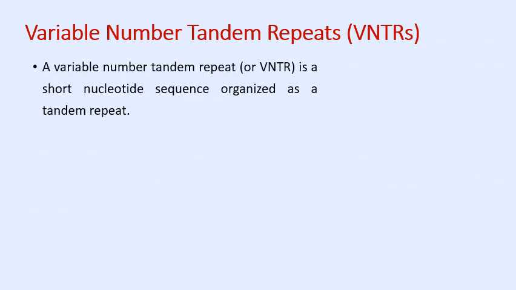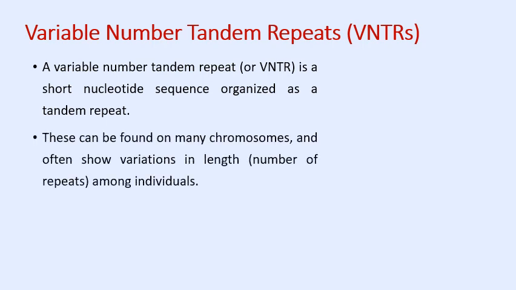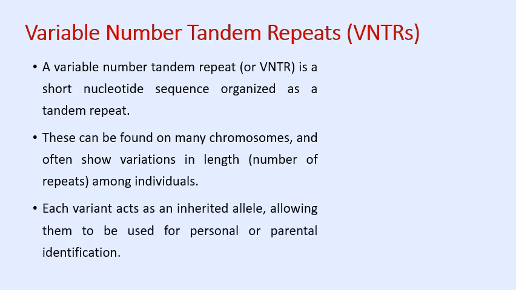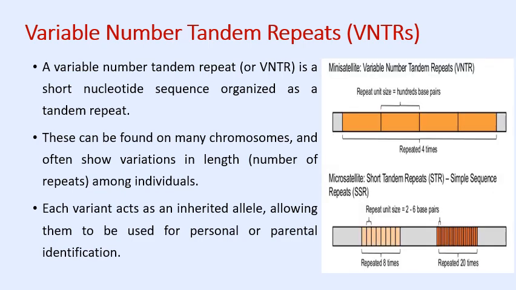A variable number tandem repeat or VNTR is a short nucleotide sequence organized as a tandem repeat. These can be found on many chromosomes and often show variation in length, number of repeats, among individuals. Each variant acts as an inherited allele, allowing them to be used for personal or parental identification.